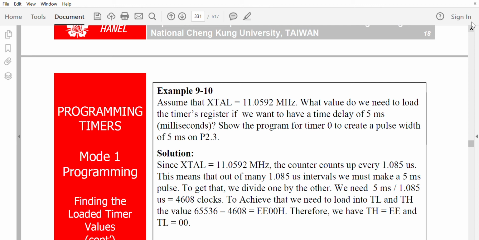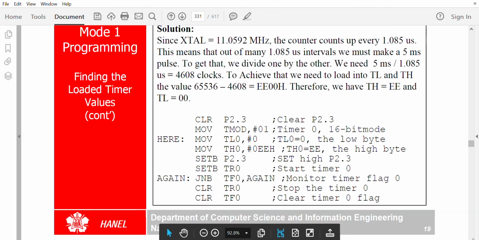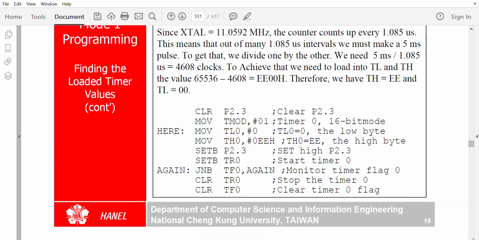You'll get a value, convert that to hex, and then separate it into TH and TL. The higher-order 8 bits you'll put in TH, the low-order 8 bits you'll put in TL. So that is what is here. Then you can write the program by putting in this value, EE and 0.